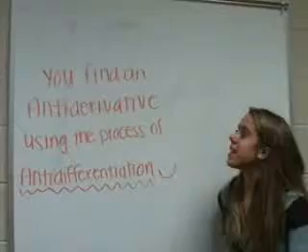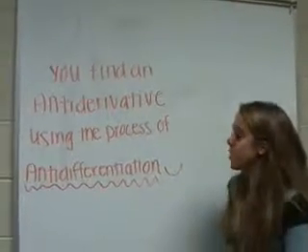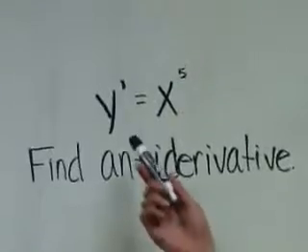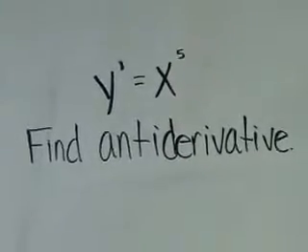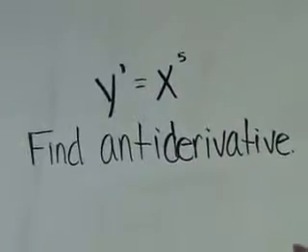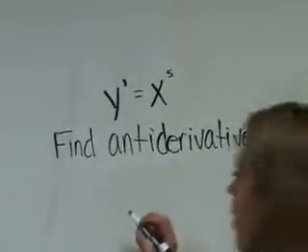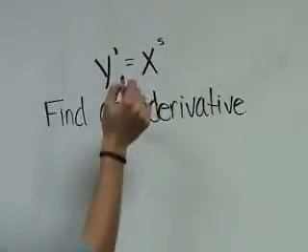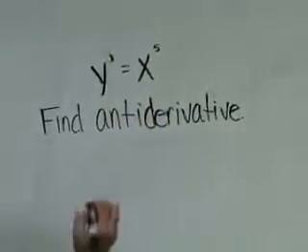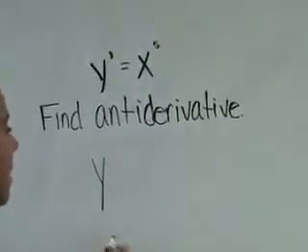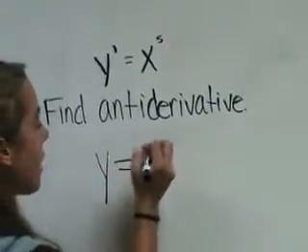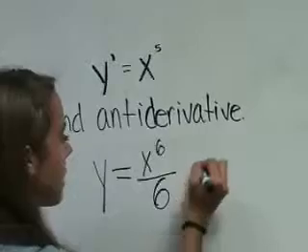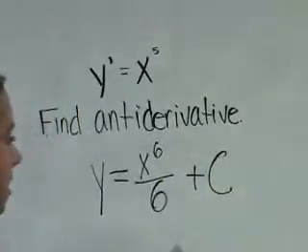Next, we will talk about antiderivatives. You find an antiderivative using the process of antidifferentiation. Given the derivative y prime equals x to the 5th, find the antiderivative, or basically the original function. To find the derivative, you multiply and then you subtract, and to find the antiderivative, you add and then divide. So adding would be x to the 6th, and then divide it by 6. And you always add this.